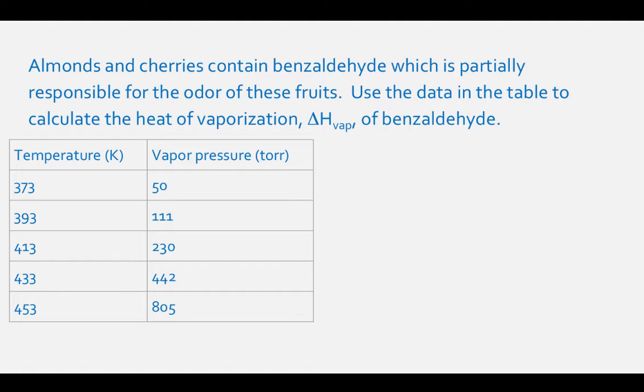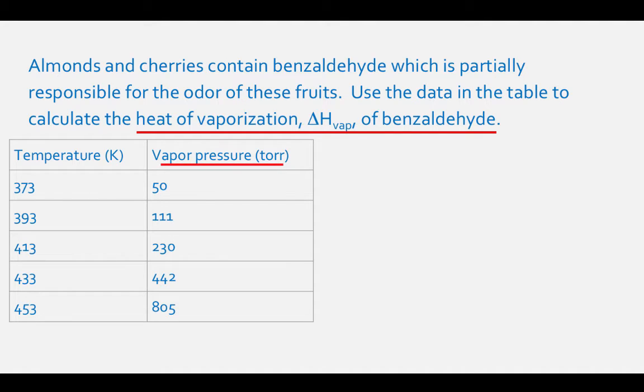Almonds and cherries contain benzaldehyde, which is partially responsible for the odor of these fruits. Use the data in the table to calculate the heat of vaporization, delta H vaporization, of benzaldehyde. First, they are asking you to solve for the heat of vaporization of this liquid, benzaldehyde. What kind of information did they give you to solve for this value?